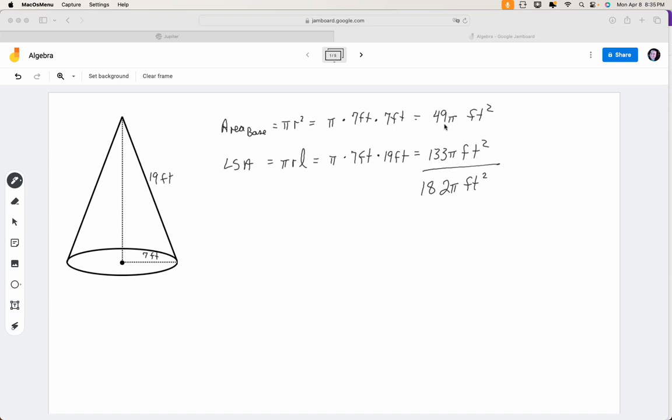We add the two together. 9 and 3 is 12, carry 1. That's 8. Bring down the 1. 182 pi feet squared. And that's the answer to that one.